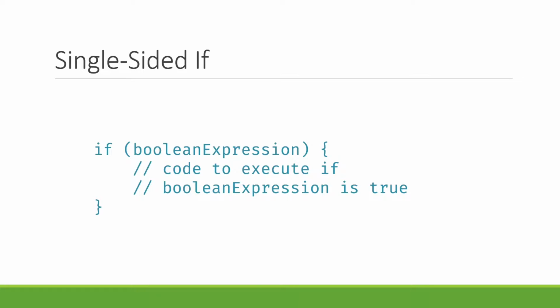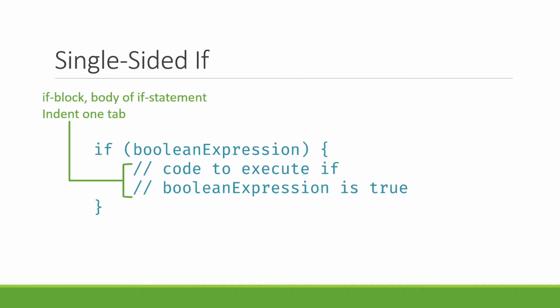To write a single-sided selection in Java code, we use the if statement, which has this general form. You can see that we have the word if, followed by a Boolean expression, and then a block of code that will execute if the Boolean expression is true. The Boolean expression must be a valid Boolean expression that results in a Boolean value of true or false. Note that the word if is in all lowercase, and it's a Java keyword or a reserved word. Also note that the Boolean expression is enclosed inside parentheses, which are mandatory. You cannot leave off the parentheses.